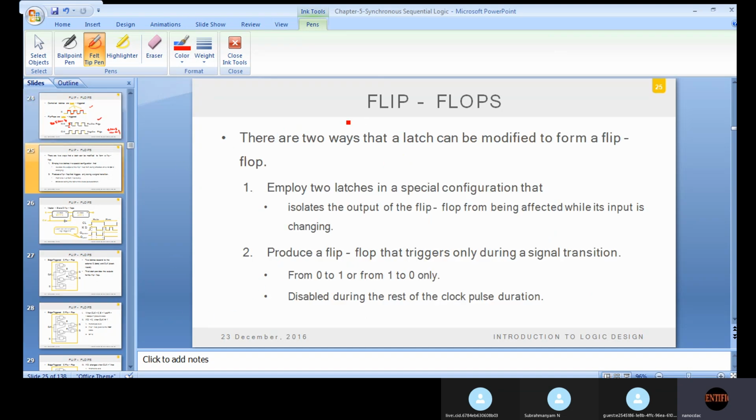Okay, so how can a latch be modified into a flip flop? There are two ways to modify a latch into a flip flop. Employ two latches in a special configuration, or else produce a flip flop that triggers only during signal transition. When you employ two latches in a special configuration, it isolates the output of the flip flop from being affected while the input is changing.